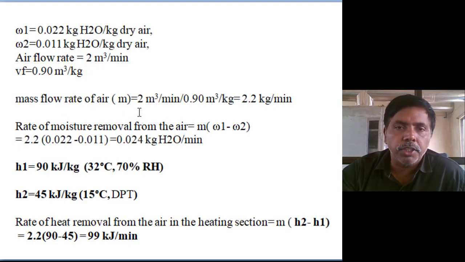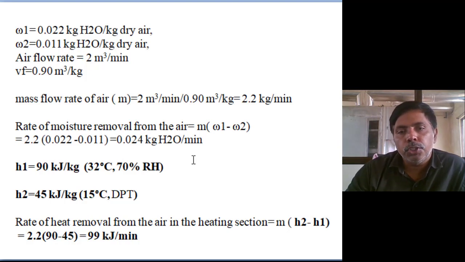The mass flow rate of the air we got is 2.2 kg per minute. Then the rate of moisture removal is the mass flow rate into the initial moisture content minus the final moisture content. The mass flow rate is 2.2, initial moisture content 0.022 minus final moisture content 0.011. Finally you will get 0.024 kg of water vapor per minute. This is the rate of moisture removal.